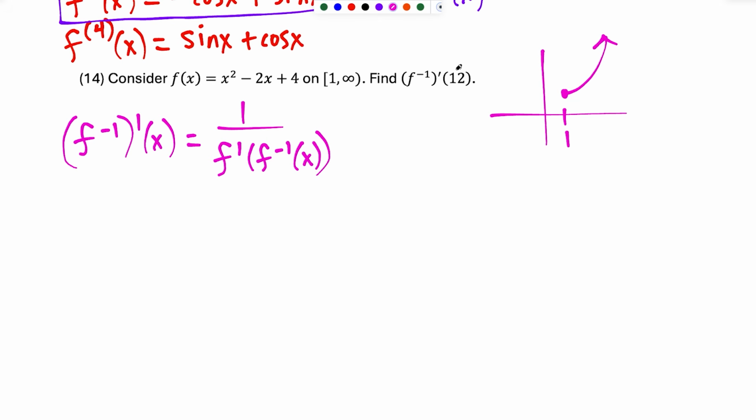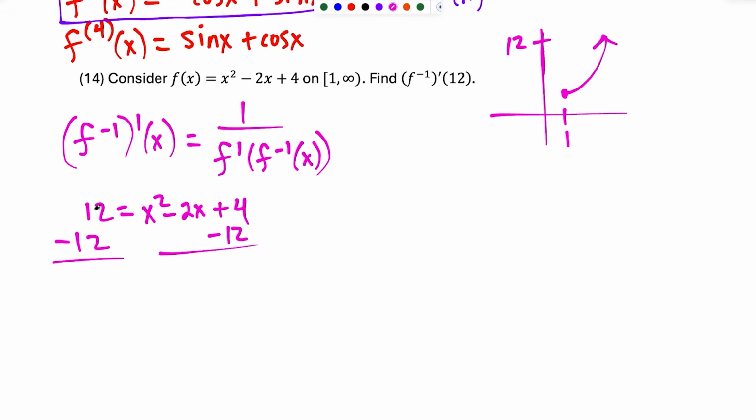Now, we could play a guessing game and see when the function reaches a height of 12. Or what we could do is set 12 equal to the function here. And we have 12 equals x squared minus 2x plus 4. Then we do a little bit of algebra here. We go minus 12 on both sides, and we have 0 equals x squared minus 2x minus 8.